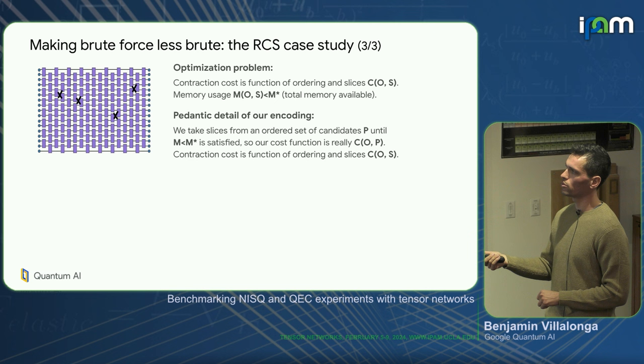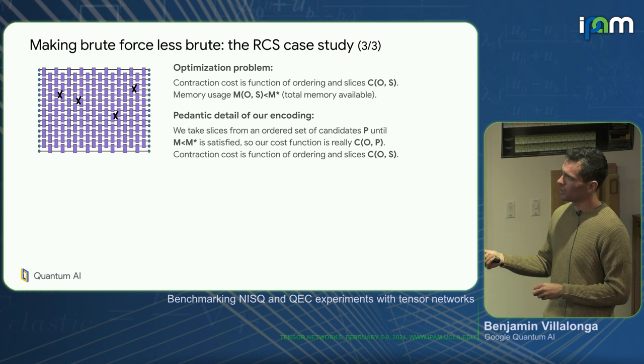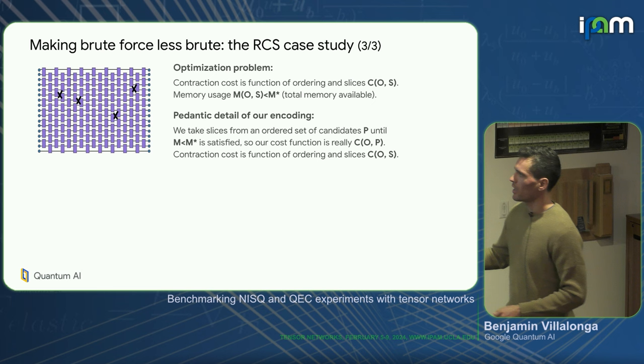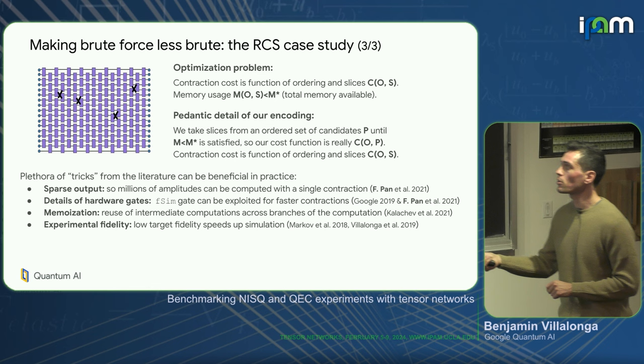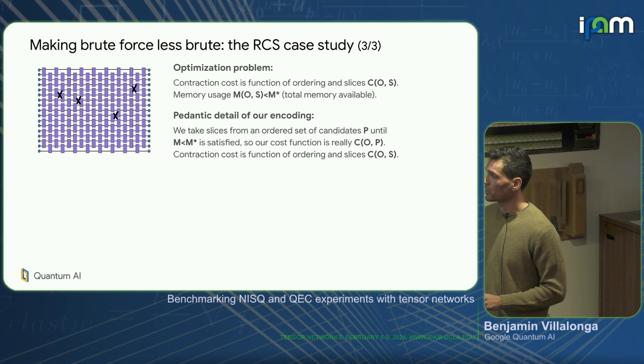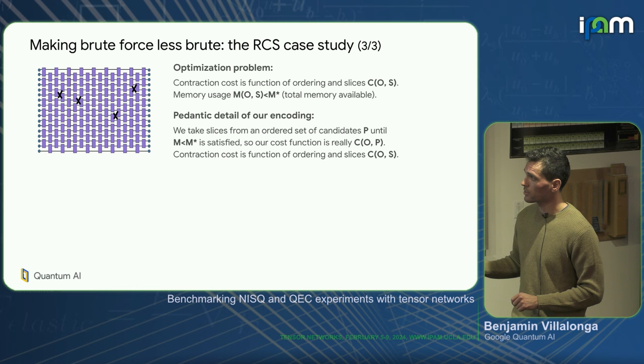And so now, instead of really having the set of slices as an independent variable, we have as an independent variable the ordering in which we pull slices from the candidate list. So really, to be pedantic, we have a cost function over the ordering and that ordered set of candidate slices. OK? That's what we are trying to optimize, right? We're trying to achieve the lowest possible cost in the cost function, given this constraint, and the memory has to be lower than some constraint value.